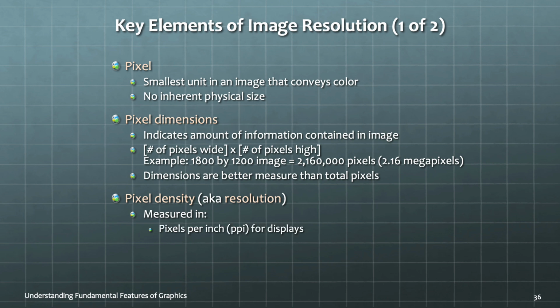Pixel density is measured in pixels per inch for digital displays and dots per inch, or DPI, for printed output. Pixel density indicates how much physical space on the screen each pixel takes up. Higher pixel density obviously means that more pixels are packed into each inch, meaning that they're smaller. That results in sharper images with finer detail.